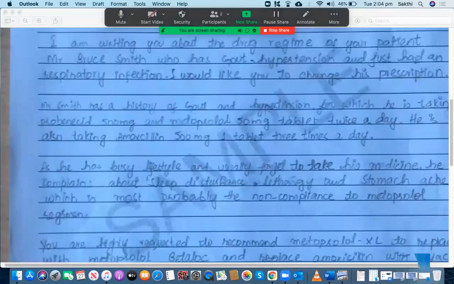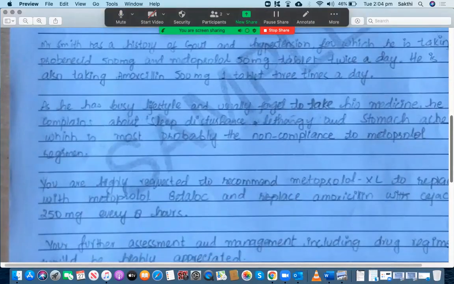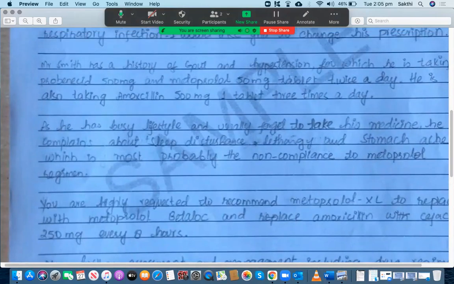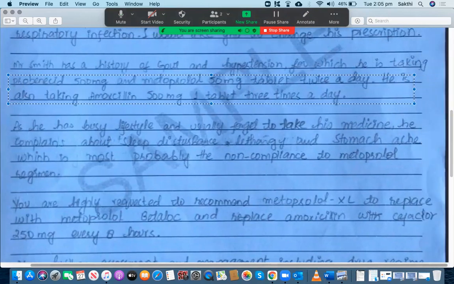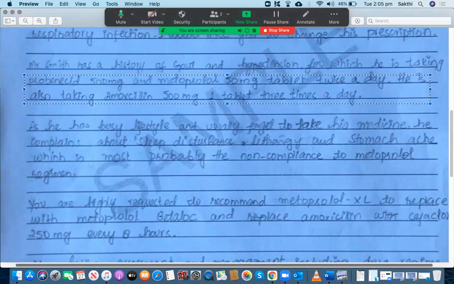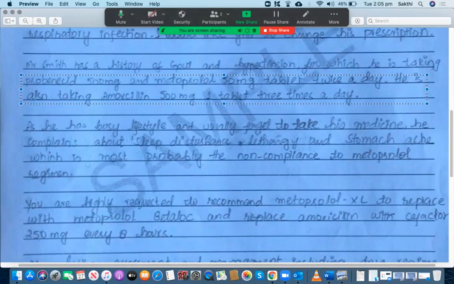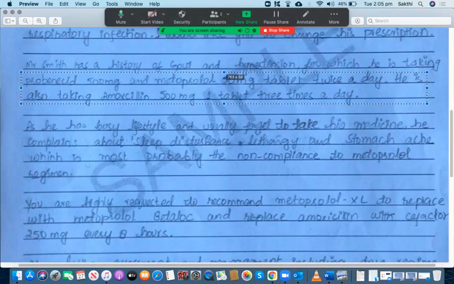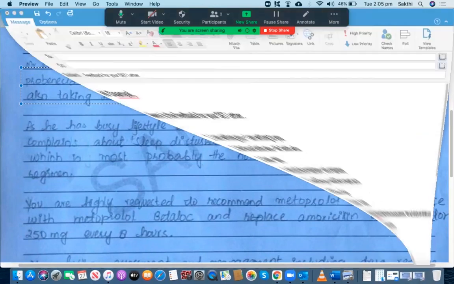One more thing, Steve, should we say amoxicillin 500 mg one tablet 3 times a day "was also commenced", in the past, or should we say "is being commenced by him"? Yes, "is being" is also okay. If it is ongoing, then it's okay to use "is being commenced". That's also good. Yes, you can also use that. Both of them are good.